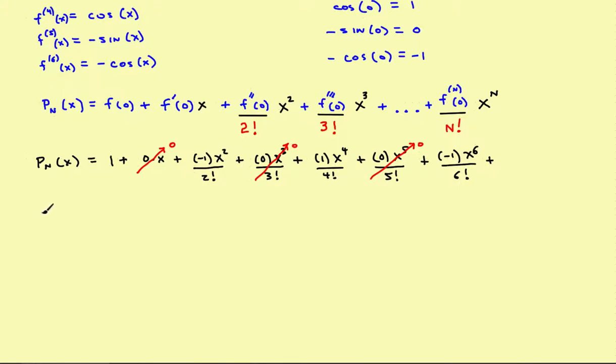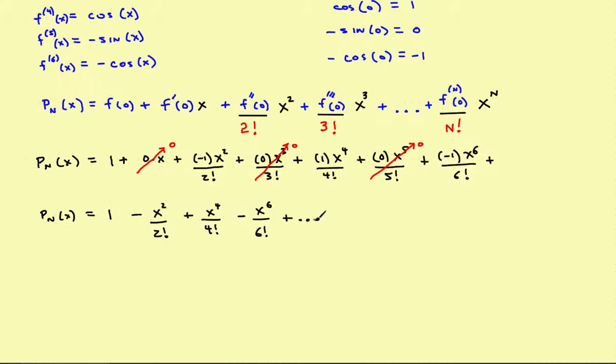So this is going to be p sub n of x is equal to, and just keep the terms that are remaining. So I've got a 1. Now this becomes negative x squared divided by 2 factorial. The next term, it switches back to a positive. So positive x to the fourth divided by 4 factorial. And then here's a negative again, negative x to the sixth divided by 6 factorial. And then it just goes on.